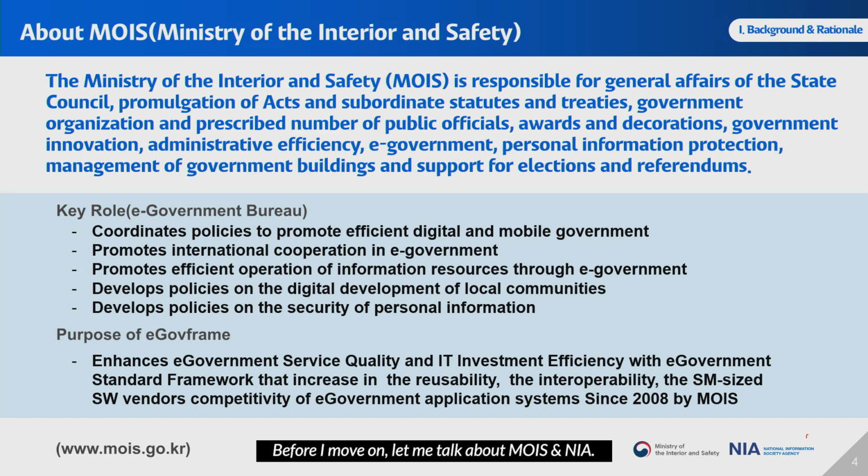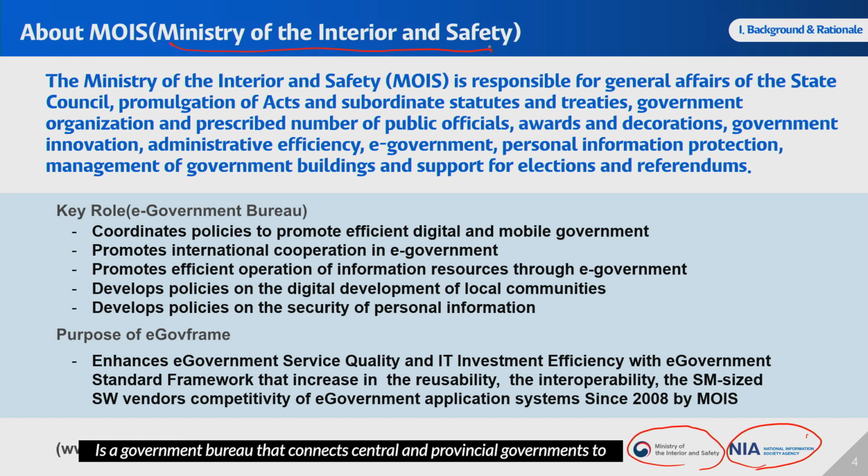Before I move on, let me talk about MOIS and NIA. The MOIS, which stands for Ministry of Interior and Safety, is a government bureau that connects central and provincial governments to consolidate state affairs and lead government innovation. It also protects the people from all kinds of disasters and takes the lead in making the whole country live well together.